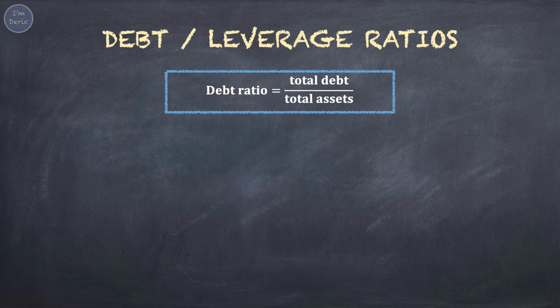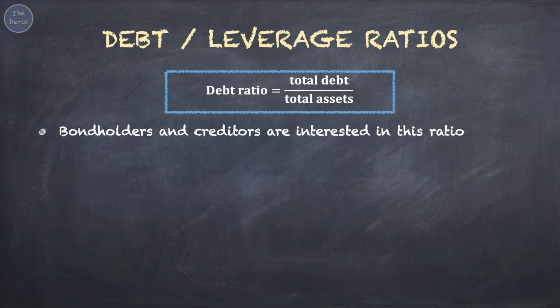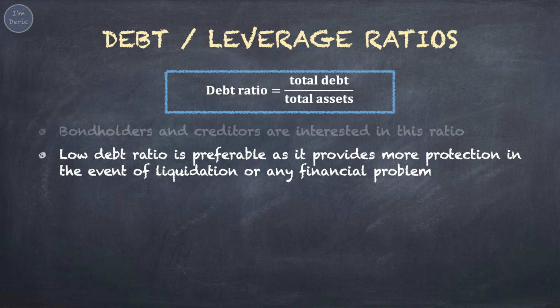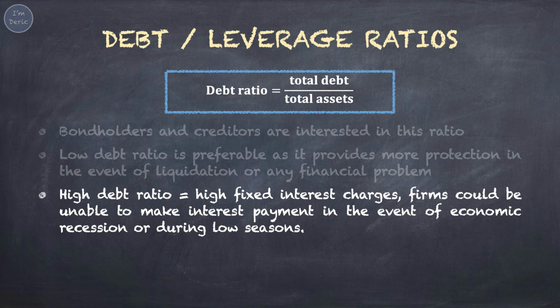For this ratio, we can't say higher or lower is better. Higher debt ratio means the company has higher financial risk, while lower debt ratio shows lower financial risk. Bondholders and creditors are interested in this ratio, as this ratio tells them how much risk they are facing if they invest in this company. Low debt ratio is preferable as it provides more protection to the bondholders and creditors in the event of liquidation or any financial problem. High debt ratio means high fixed interest charges. Firms could be unable to make interest payment in the event of economic recession or during low seasons. Low seasons happen when the company has low revenues.